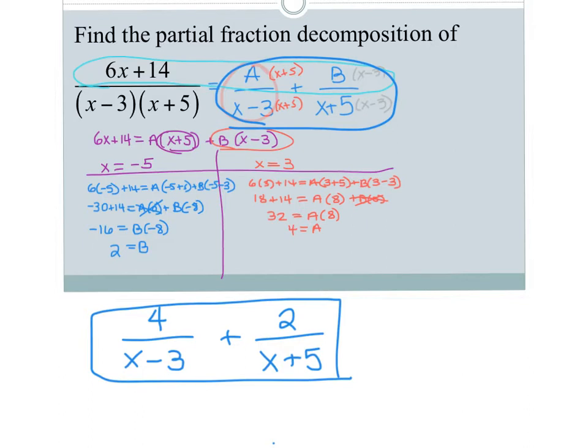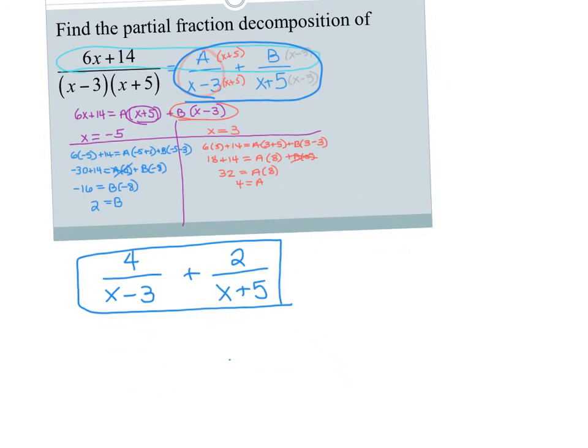So I was saying before that the order doesn't matter, but the 4 needs to go with the x minus 3 and the 2 needs to go with the x plus 5. So if I had reversed the order, let's say you had actually factored this, and when you factored it, you did x plus 5 first and x minus 3 second. It's totally fine. Your answer should have been 2 over x plus 5 plus 4 over x minus 3. So the right value still has to go with the matching denominator, but the order doesn't matter. Both of those would be right. Questions so far?